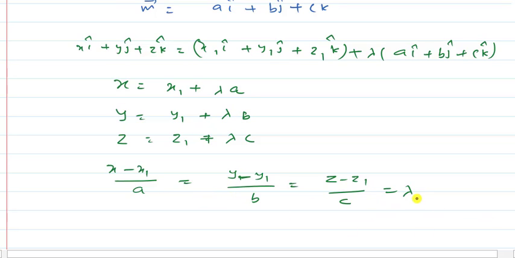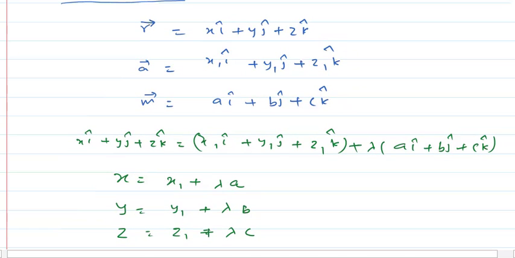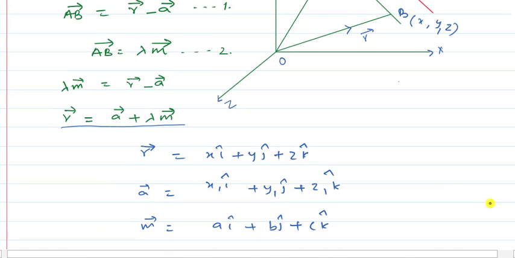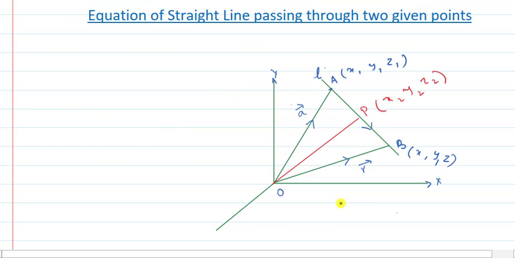So let me write, this is the Cartesian equation of line, and above that I have calculated R is equal to A plus lambda M, which is the vector equation of line. This is for when a passing point is given whose position vector is A, and a line which is parallel to the required line is given to us.